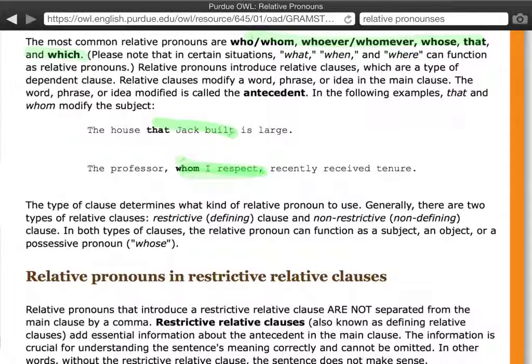The professor, whom I respect, recently received tenure. The professor recently received tenure is my independent clause. Whom I respect is my dependent clause. So that is how relative pronouns work.